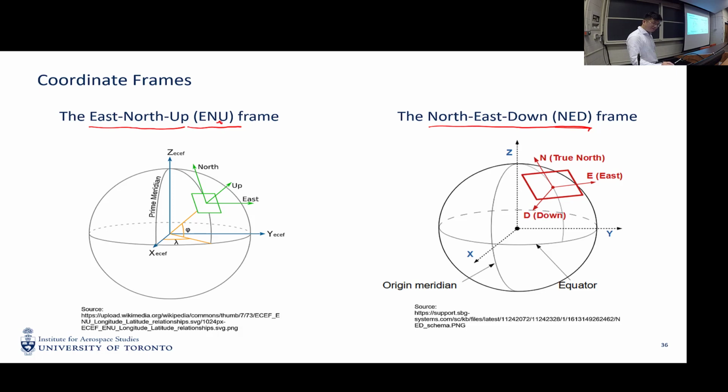So ENU frame means that your z-axis is pointing to the sky, right? So this one is up, and the x is pointing to the east, and y is pointing to the north. Okay. NED, on the other hand, the z direction is pointing towards the earth, and the x is pointing towards the north, y is pointing towards the east. So we are doing your work, so be careful of the systems about coordinate frames. So okay.